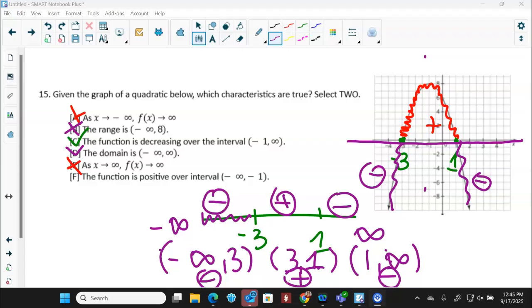Now, these are negatives right here. So if it's asking you for a positive, the only one is between -3 and 1. So between these two points, my function is above 0. So this is not a true statement, okay? So it's only C and D that make sense.